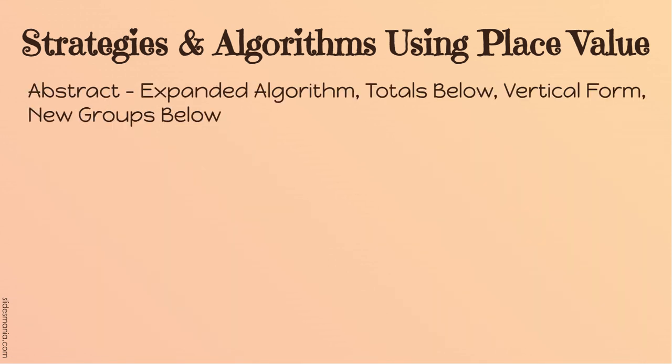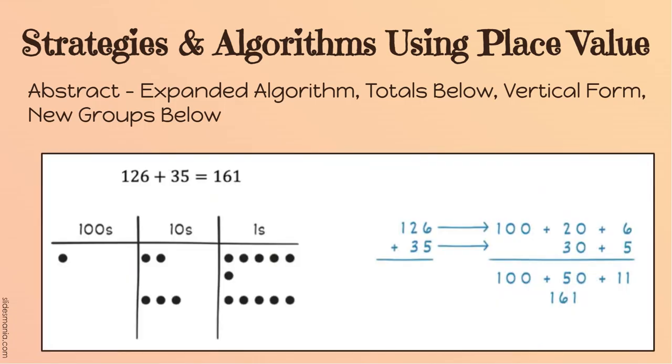And then finally, we want to get to some of our more abstract representations. We're going to start with the chip model and build a bridge to the expanded algorithm. So in this problem, we're adding 126 plus 35. We did it with our chip model. And then side by side, we want to show what that looks like. So 126 is 100 plus 20 plus 6. And underneath that, we have 30 plus 5.